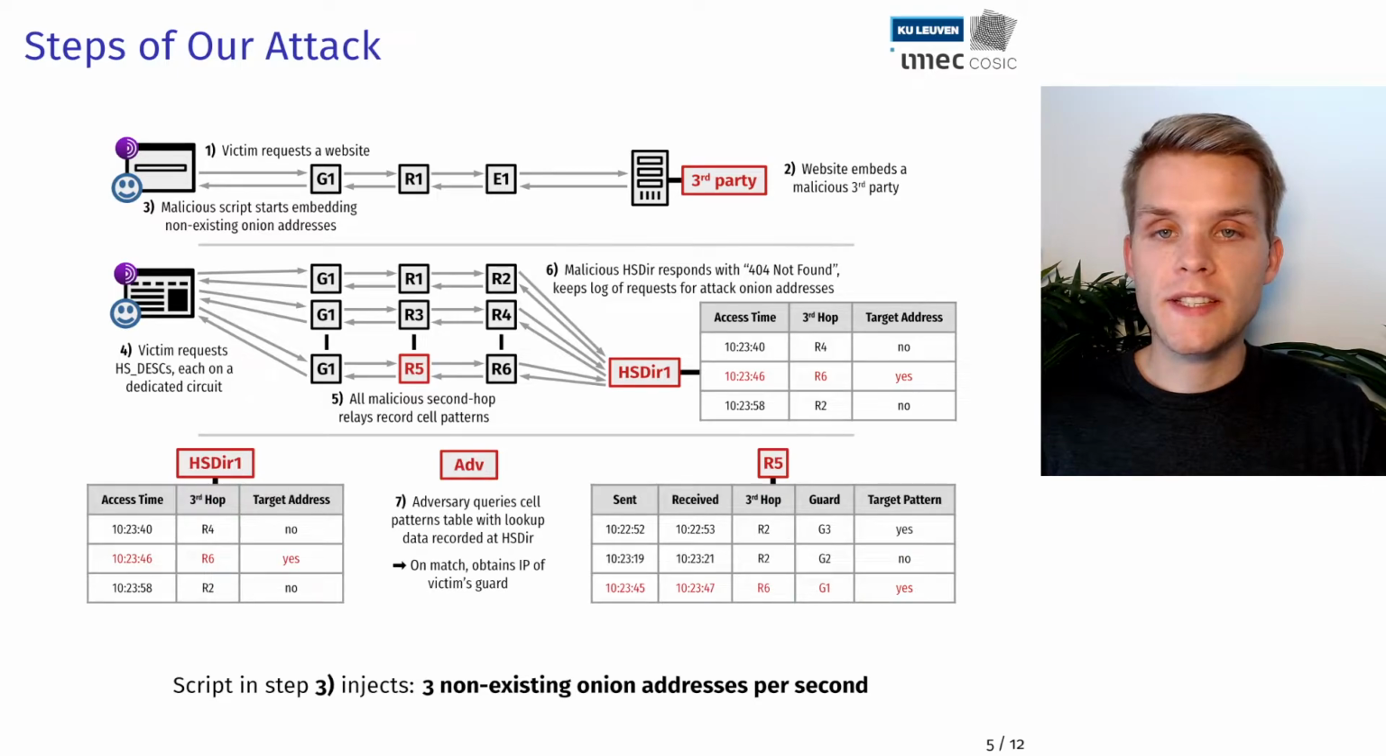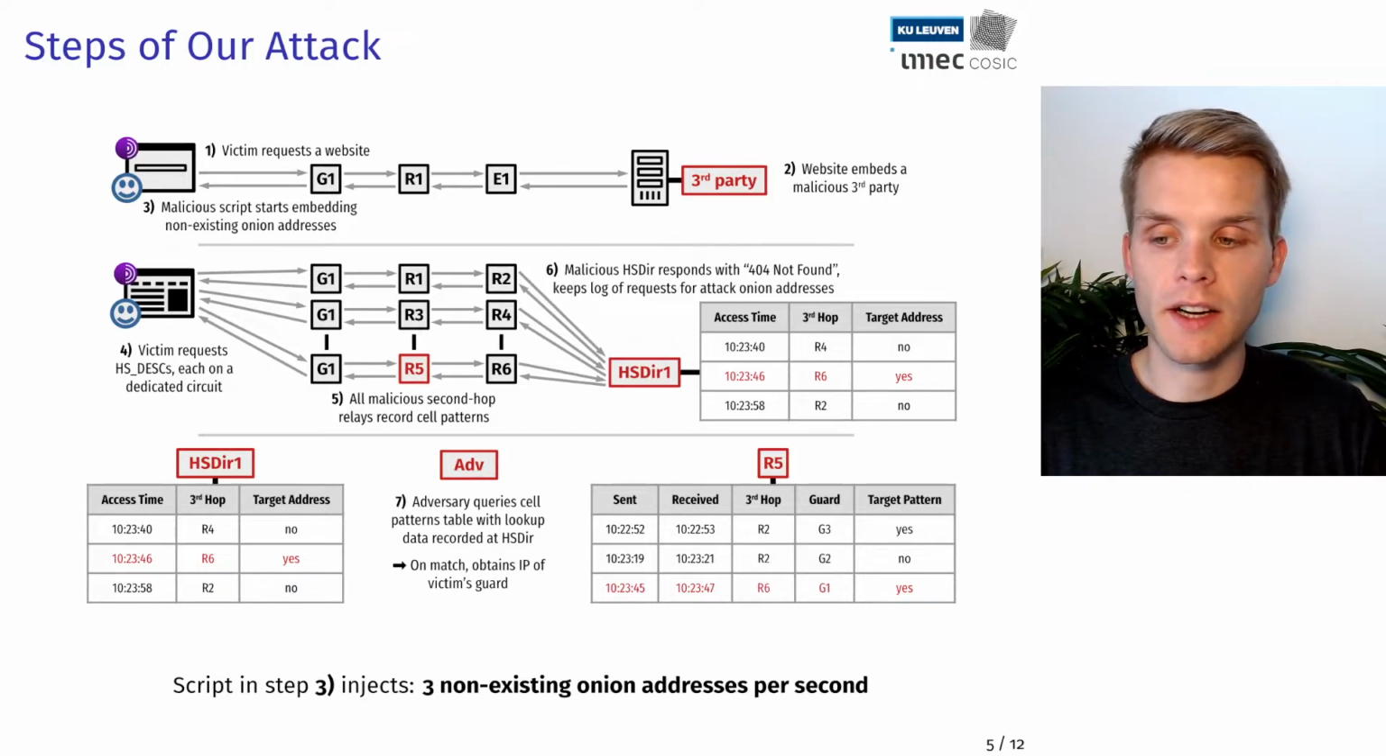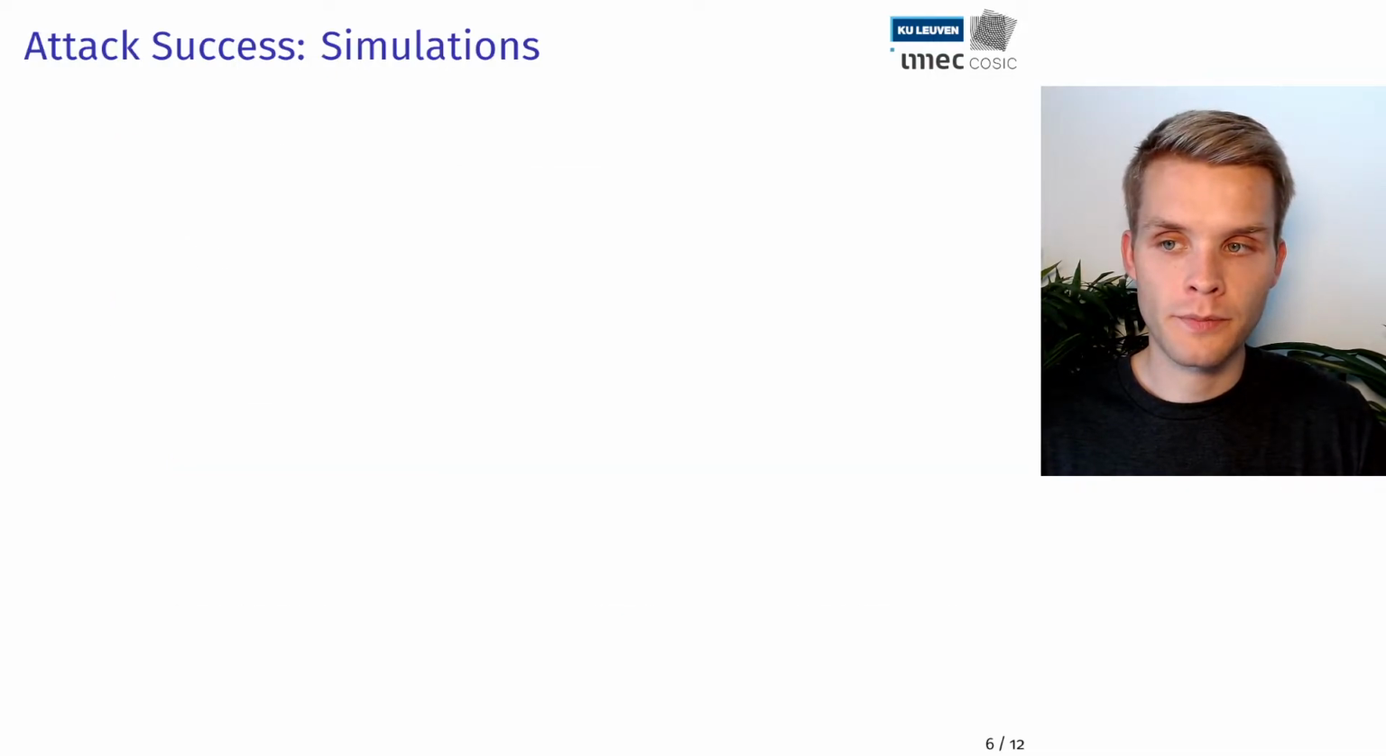When the adversary sees a lookup for a target address at the hidden service directory position, it will reach out to all its middle relays, such as in this case R5, and put together the two views, only selecting the instances where a target address was requested and the cell pattern at the second hop matched the attack cell pattern. Additionally, there are a couple more checks about metadata for this request, but ultimately the adversary will be able to note down G1 as the candidate guard for the victim of this attack.